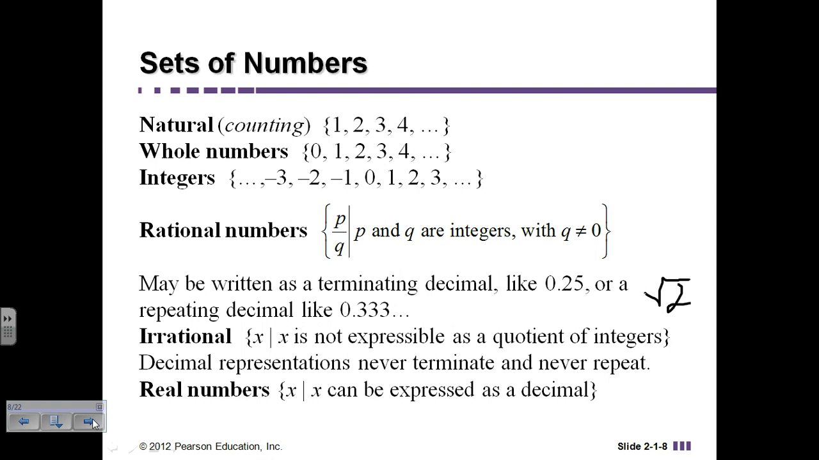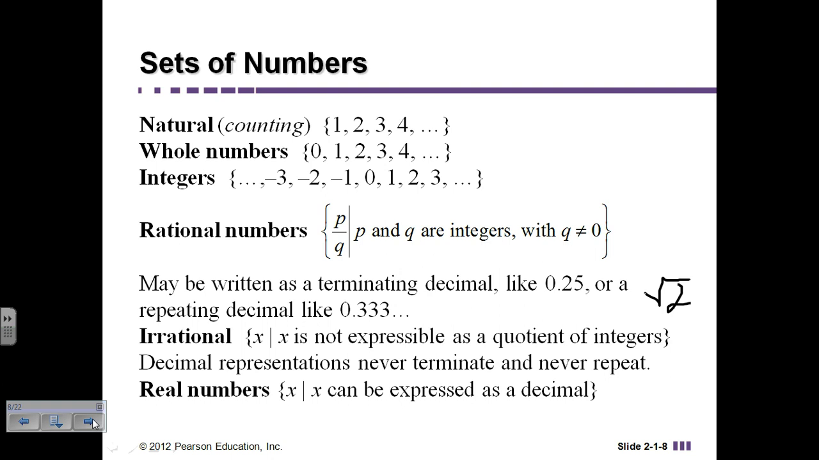Numbers that do not repeat and don't terminate are also considered irrational numbers. For example, the square root of 2. If you were to put that in your calculator, you would end up with a decimal that does not repeat and it does not terminate. So even though it appears that you have something that could be a fraction, it is not, and it is considered irrational.